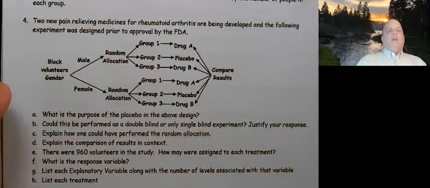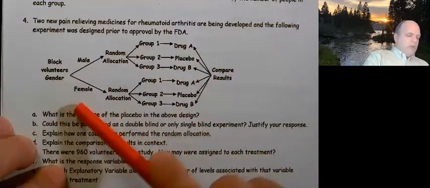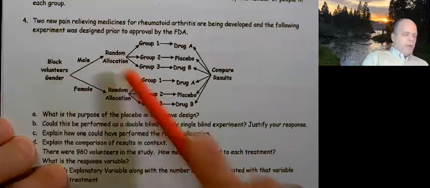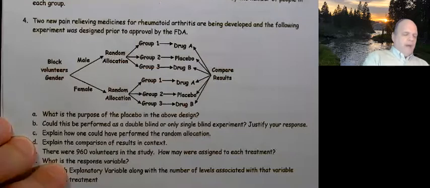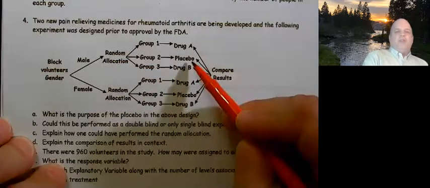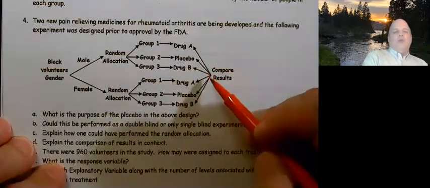Okay, scenario 4. Here we have a diagram, and we're going to analyze the information in the diagram. Two new pain-relieving medicines for rheumatoid arthritis are being developed, and the following experiment was designed prior to approval by the FDA. In our diagram, we see that we're going to block by gender because we're going to have male and female. Then we're going to randomly assign. We're going to have drug A, drug B, and a placebo, which will act as our control group.